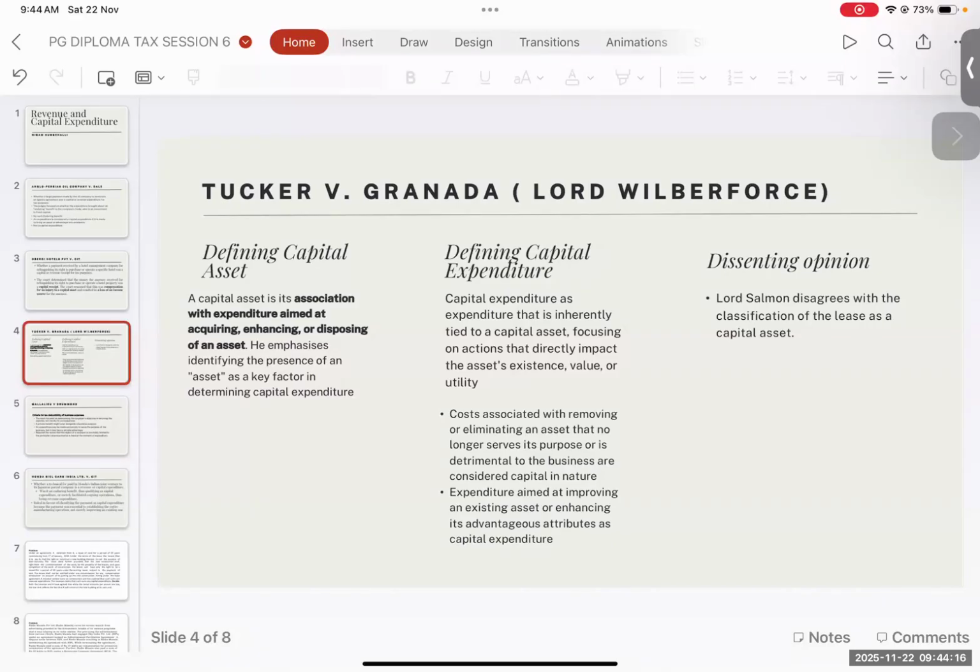There was some dissenting opinion that you can read on your own, with Lord Salmon saying that he had issues with even classifying the lease as a capital asset, because it was just a normal lease. It was not as if the lease was at rates that were below the market rate. He didn't even think that this would be a capital asset. But assuming it's a capital asset, anything that is done, and I'll now take you to the discussion of that case in note 19, where I'm just going to read out what he's saying.